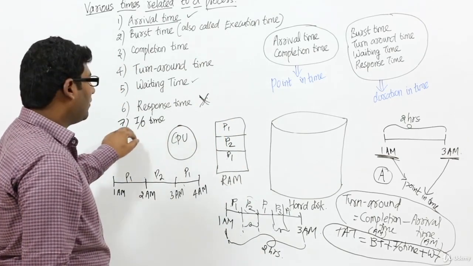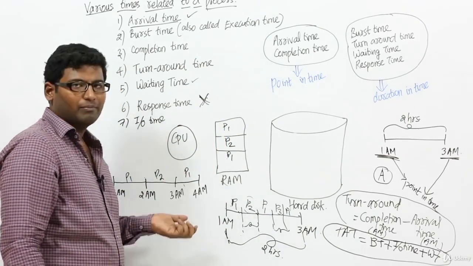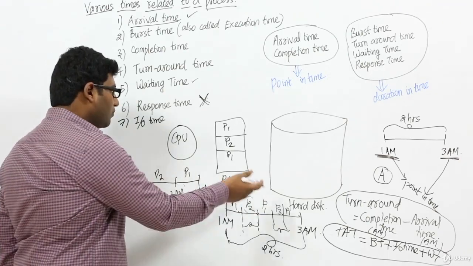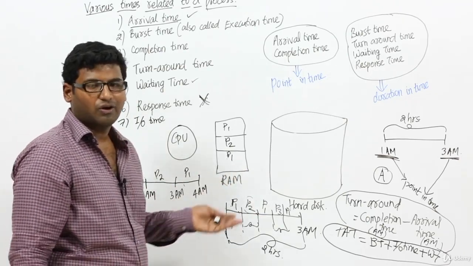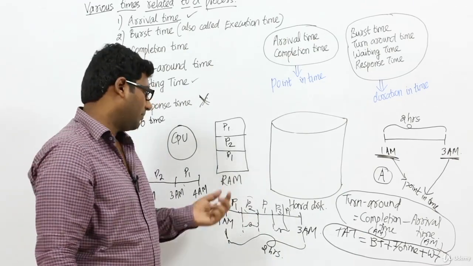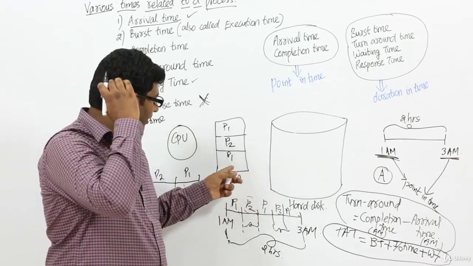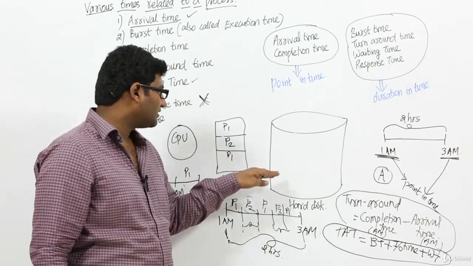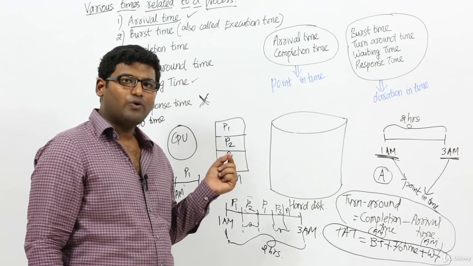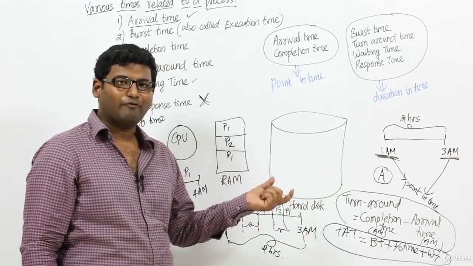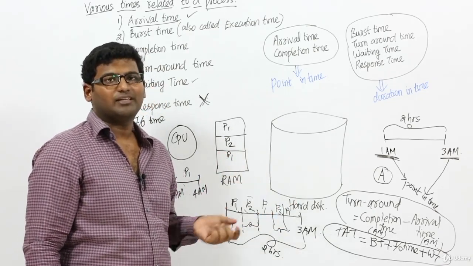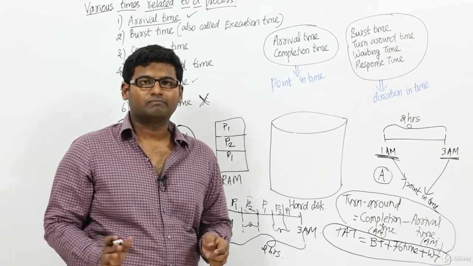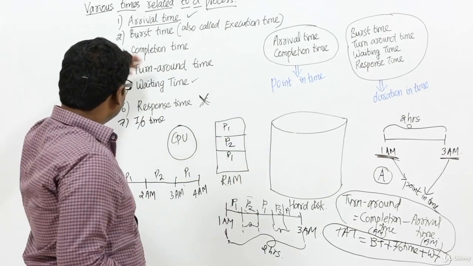Now we have something called IO time. You already know it, right? The amount of time spent by a process in performing IO after it has arrived in the RAM until its completion is called IO time. Okay. For example, if process P1 has arrived in the RAM at 1 a.m. and it has completed its execution at 3 a.m., and in case it has spent from 2 a.m. to 2:15 a.m. performing IO, then IO time is nothing but 15 minutes. Okay. IO time is also a duration in time. Fine. These are the various times we have.